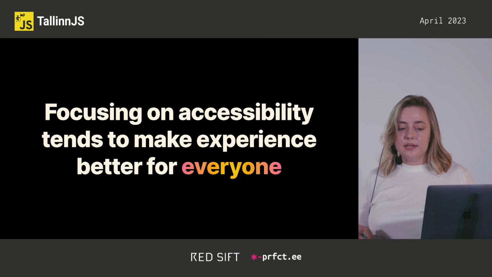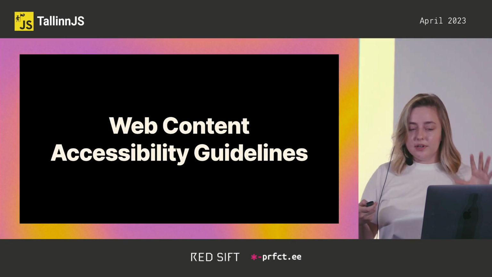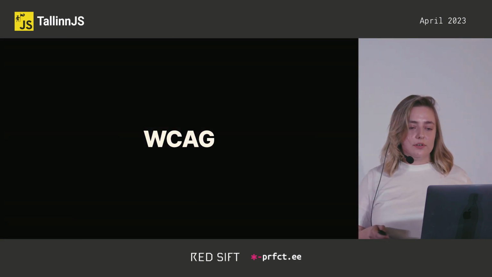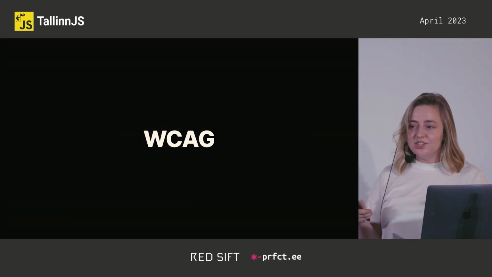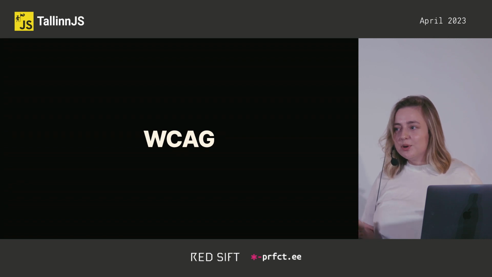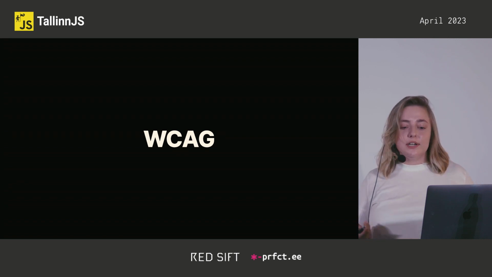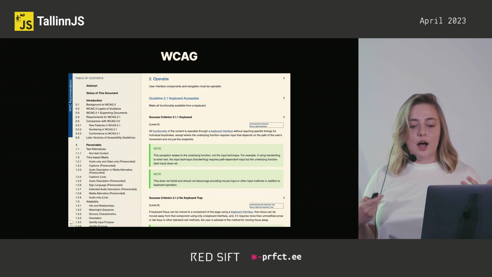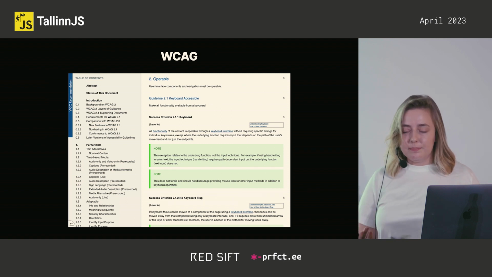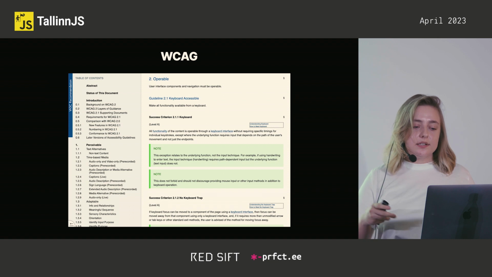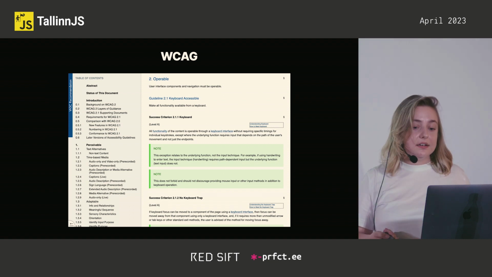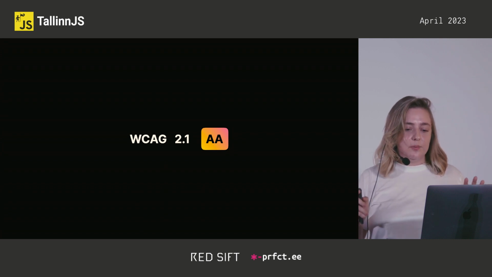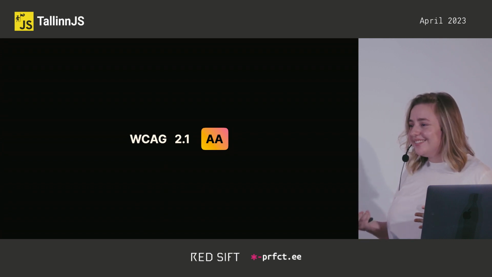And to help us with that, you probably heard about this, right? Web Content Accessibility Guidelines, or WCAG, WCAG, VCAG. A lot of people call it really differently. What it is, it's basically this really big collection of rules of how accessible applications and web pages should behave. And sometimes you may hear something like, we need to be compliant with WCAG 2.1 AA. What does it even mean?